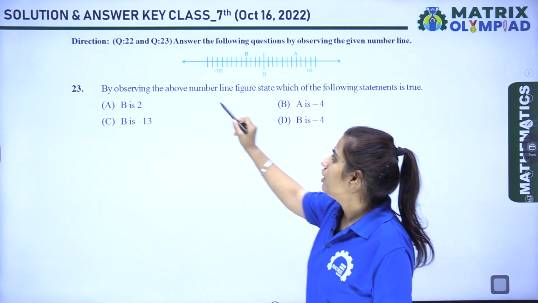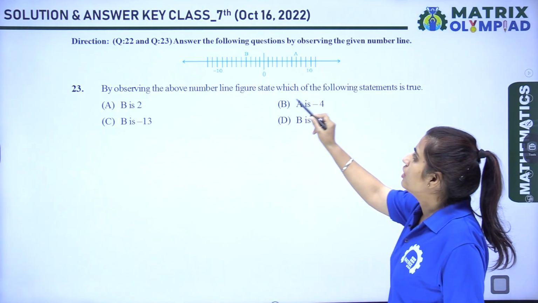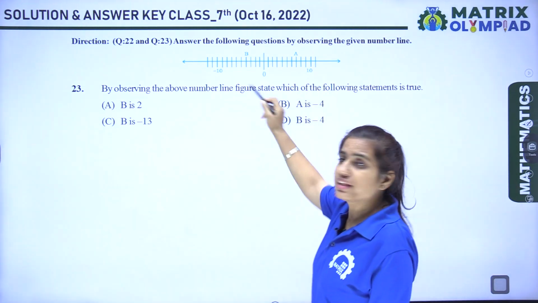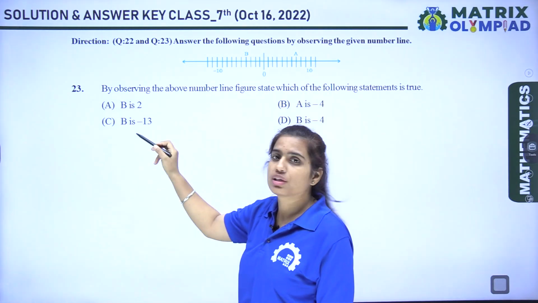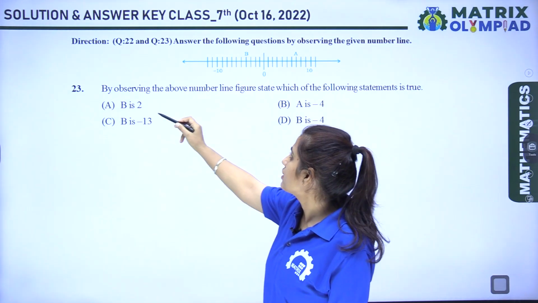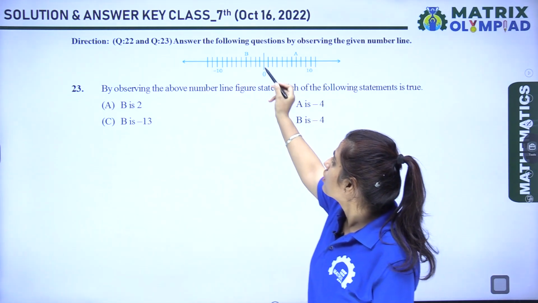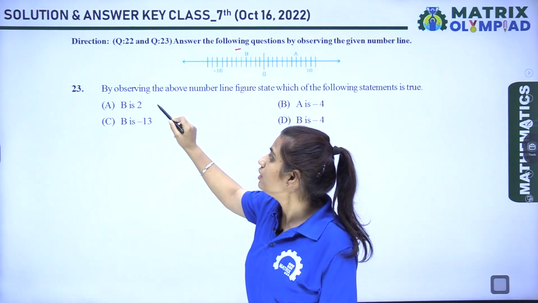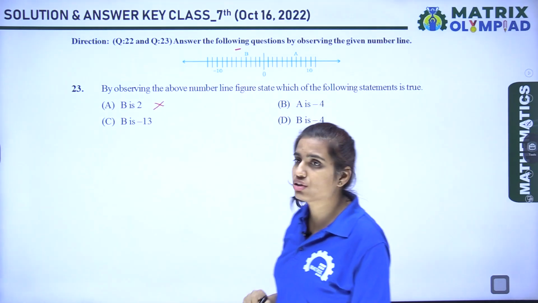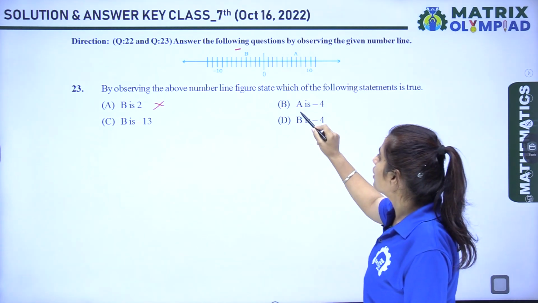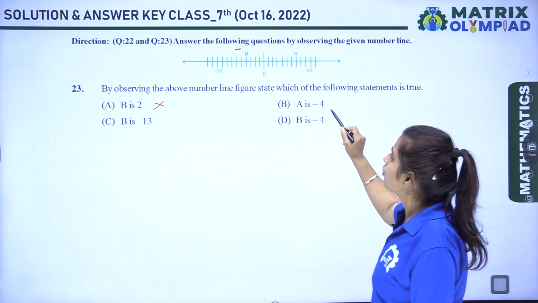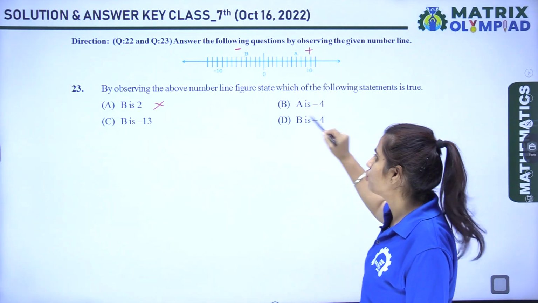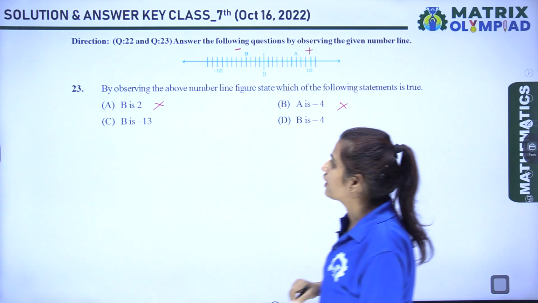By observing the above number line figure, state which of the following statements is true. Now, observing this line, we have to opt for the right option. Option A says B is 2. Here B is on the negative side, so we cannot say that B is positive. So option A is not correct. Option B says A is -4. You can see that A is on the positive side. So option B is also incorrect.